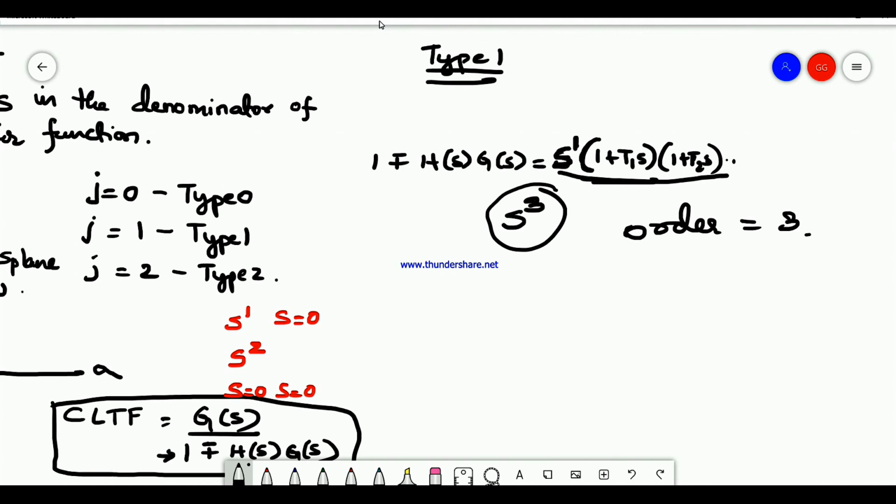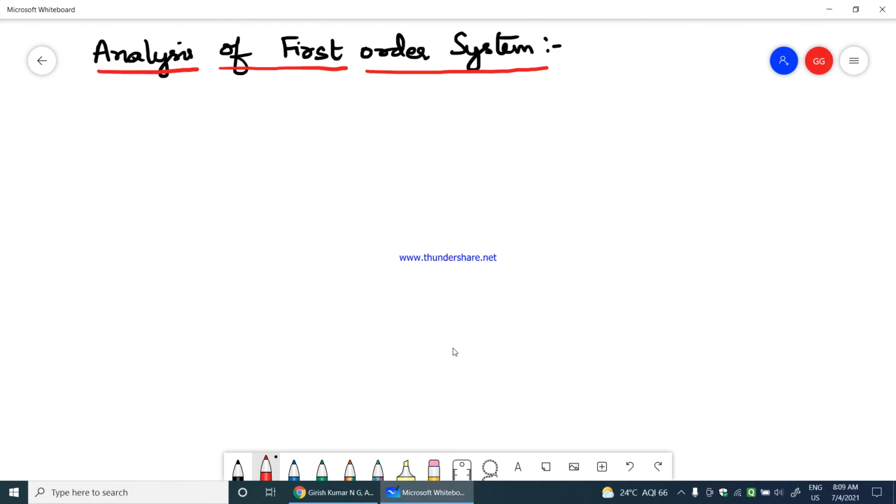Now we will try to analyze the first order system based on unit step input and ramp input. To analyze it, first we see how to consider a first order system. Let us take an example of a first order system, then we analyze it for step input and ramp input. When I say first order system, the highest power of s in the denominator of the closed loop transfer function should be equal to 1.